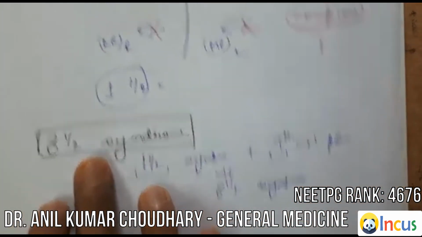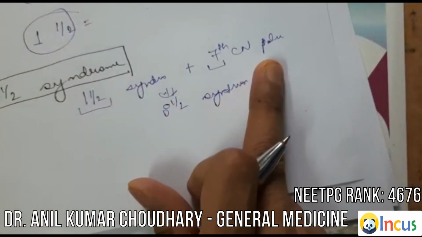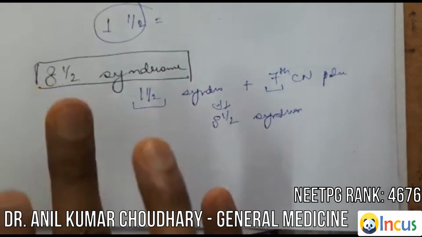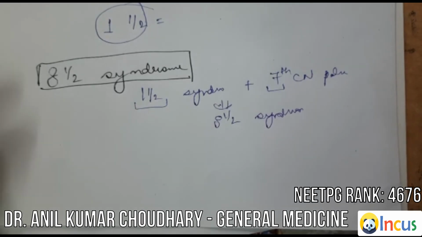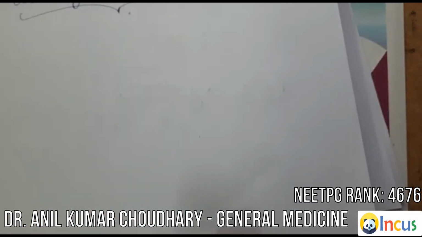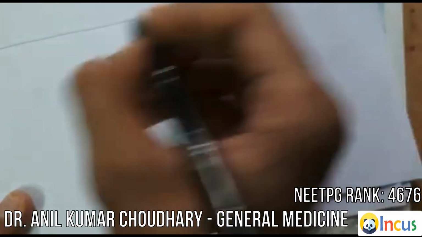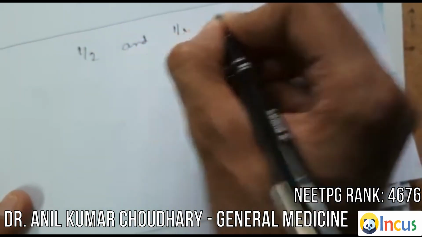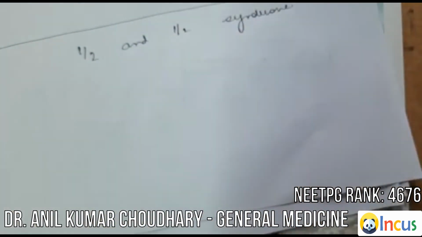Clear? What is 8.5 syndrome? 1.5 which we have studied previously, along with that, there is a 7th cranial nerve palsy. Then this is known as, sorry, that is known as 8.5 syndrome. There is also another fancy term. You will be asked all these things when you go to your medicine posting. So what is another fancy term which we are talking about is 1/2 syndrome. So what is 1/2 syndrome?